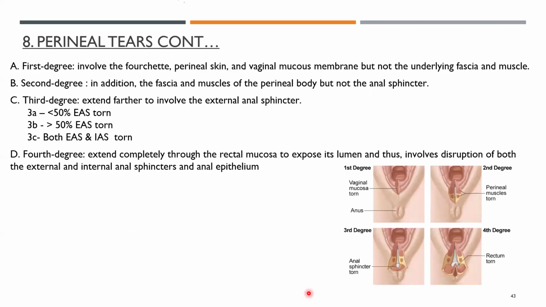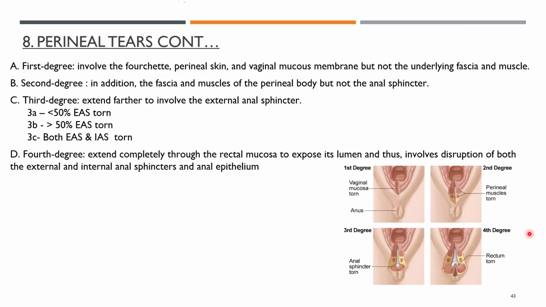If we look at the degrees, you have first degree. First degree involves the perineal skin and the vaginal mucosal membrane, but it does not involve any of the fascia or the muscles. This is a nice diagram to represent that. So basically, it's just involving the mucosa and the membranes. It's not extended up to the level of the fascia and the muscles. So this is first degree. Second degree is when there's involvement of the fascia and the muscles of the perineal body, but it has not gone to the anal sphincter. So this is your second degree tear.